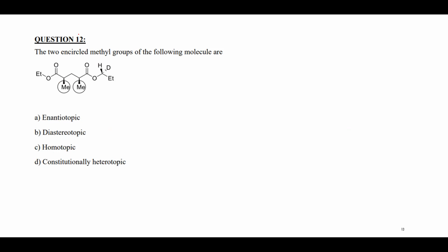Or can we move further? All right, if you don't have any doubt, I'll just move further because we have to solve a lot of questions today. So here, the two N-cycle methyl groups of the molecule, are they enantiotopic, diastereotopic, homotopic, or constitutionally heterotopic? Just two or three questions back, we solved such questions, right? The only difference here is that this is a chiral center.